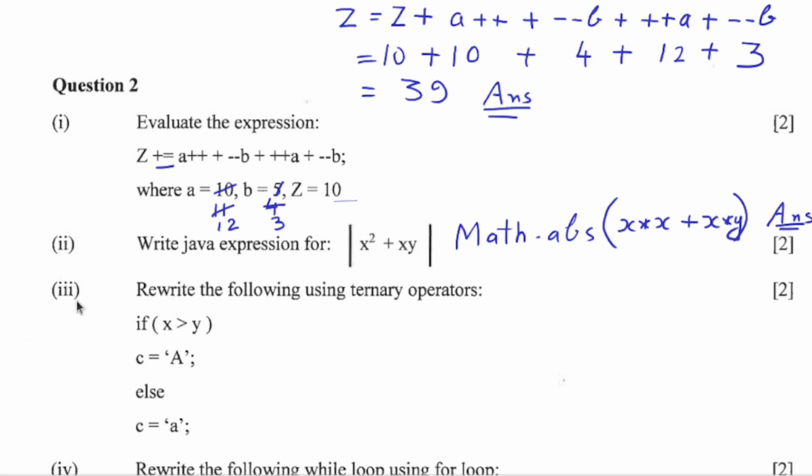The next question, that is question number 2, part 3, is rewrite the following using ternary operators. And then there is a Java statement given: if x is more than y, c is equal to capital A, else c is equal to small a. Let us attempt this now. So c equals, the condition over here is x more than y, then we'll have a question mark. And then what happens when the condition is true? We say capital A. And what happens when the condition is false? Small a. And finally, we have a semicolon at the end. So the ternary operator is denoted by question mark, colon, and it is called ternary because there are three parts: the condition, what happens when the condition is true, and what happens when the condition is false. So this is our final answer.